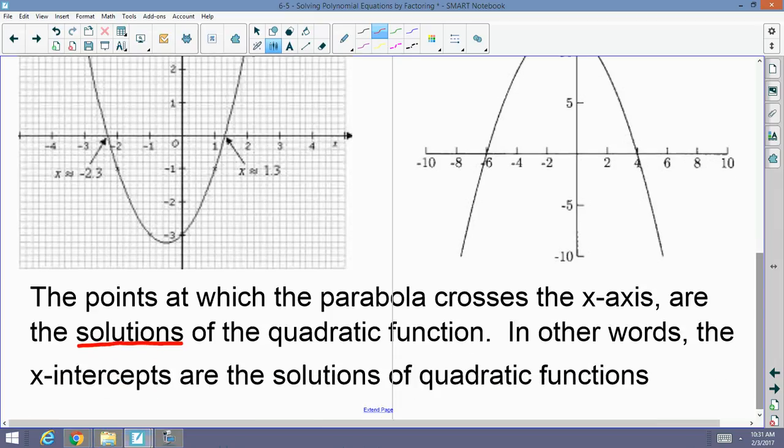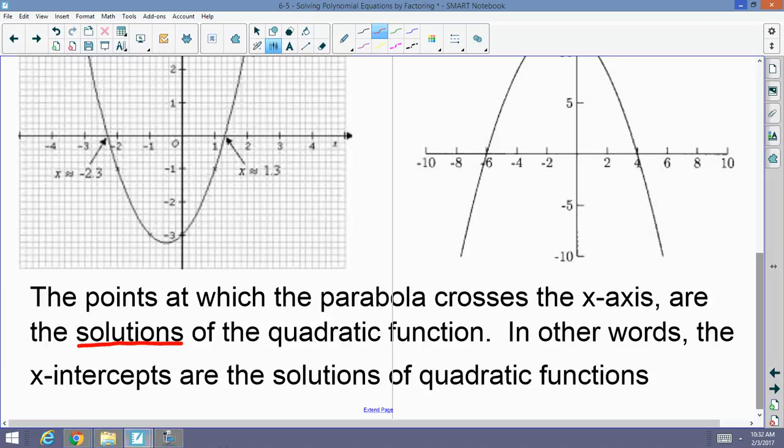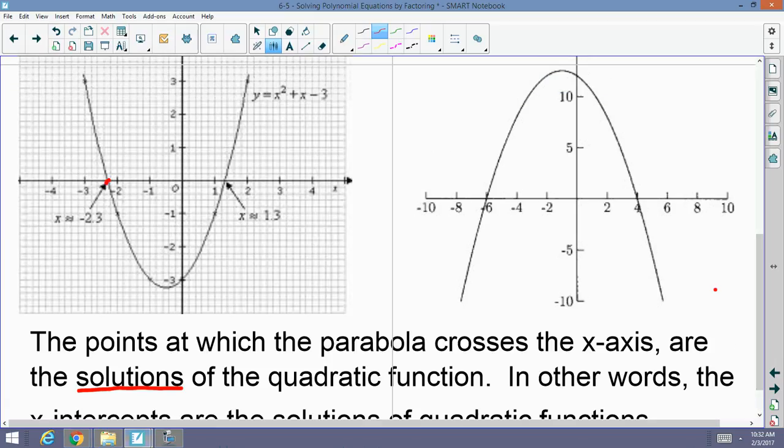So in other words, the x-intercepts are the solutions of the quadratic function. So when we look at these two functions, you got this one and this one right here. Those are my solutions. Why? Because those are the x-intercepts. And when we're looking for solutions of any polynomial function, the solution is the point at which the graph crosses the x-axis. If it does not cross the x-axis, there's no solution.